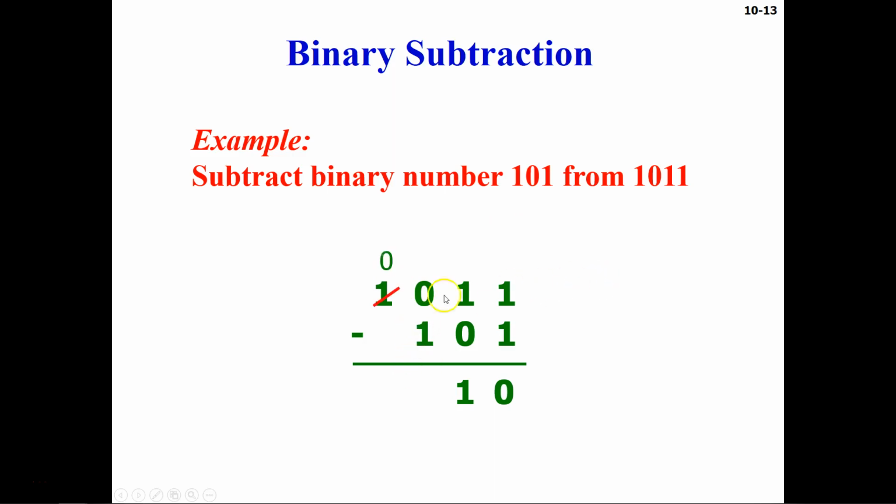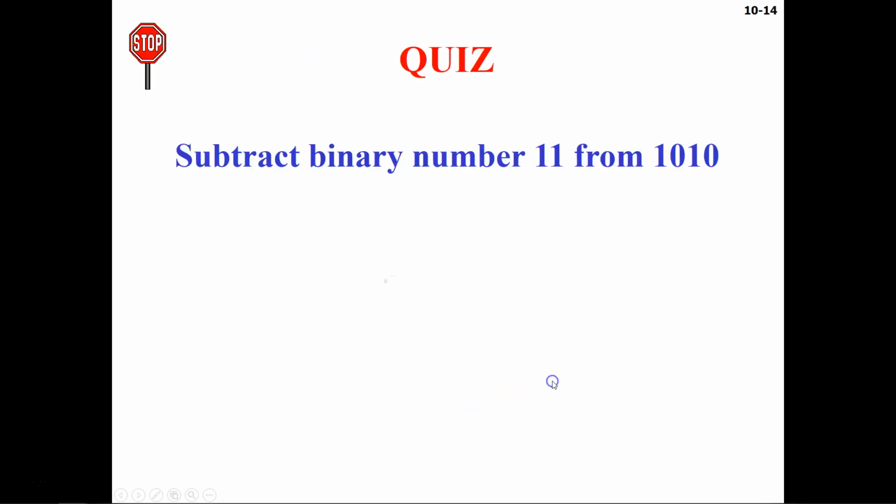So let's see. This will be 0, borrow is taken, and now this is 10, which is 2, and 10 is your 2 in decimal, and if you subtract 1, then you are going to get 1. So that's what you got. Okay, now this is 0, so you'll have 0 here. So you have 0, 1, 1, 0 is your answer.